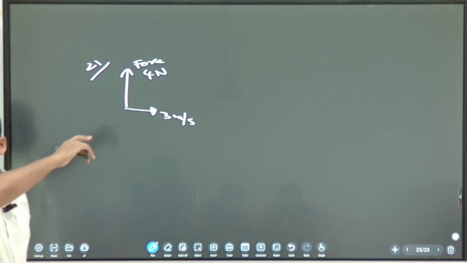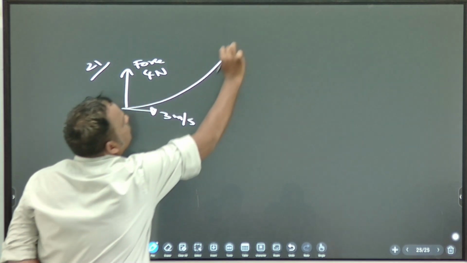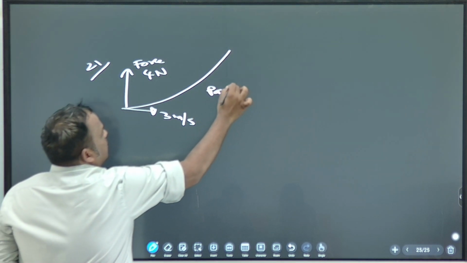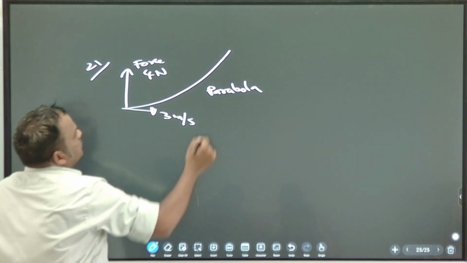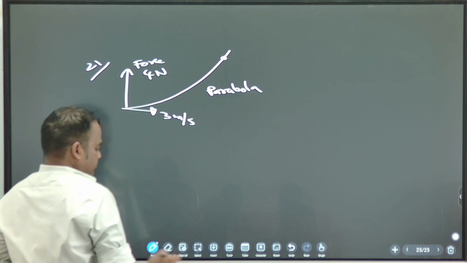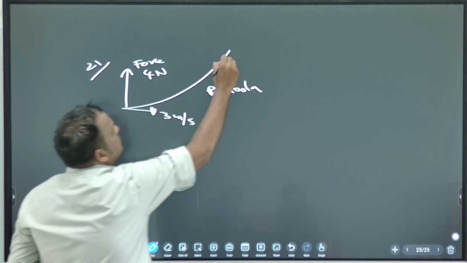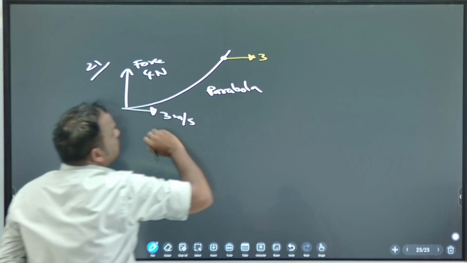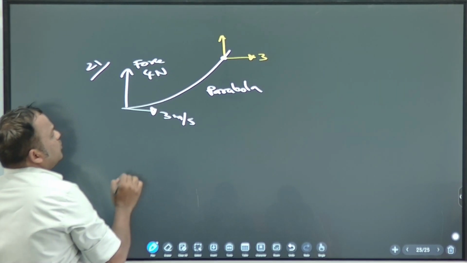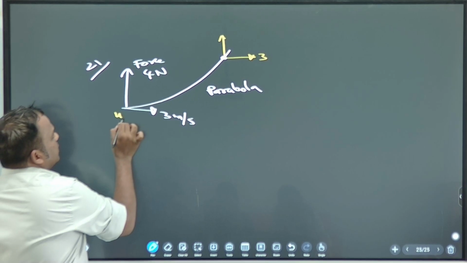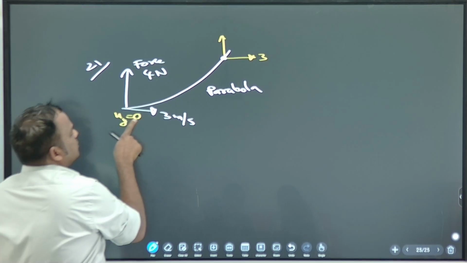So how it will go? This is the velocity. This is the force. So it will follow parabola like this. Okay. It is parabola. Note down. So it will be here. So horizontal velocity will be same. Okay, this is 3. And what is the vertical velocity? V is equal to u plus at. Vertically, what is initial velocity? 0.